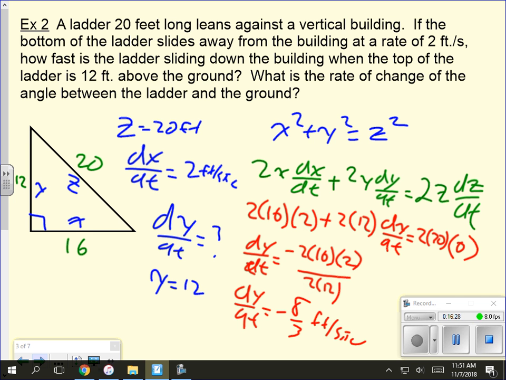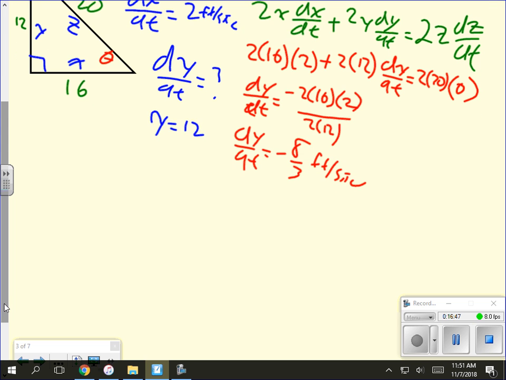Questions so far? Okay, now the second question we had asked to us is, what is the rate of change of the angle between? So I need to figure out theta. Really isn't that difficult. So I've got to come up with an equation that describes theta in terms of the other sides. I like to use given information, not found information. So I'm going to want to use x and z.